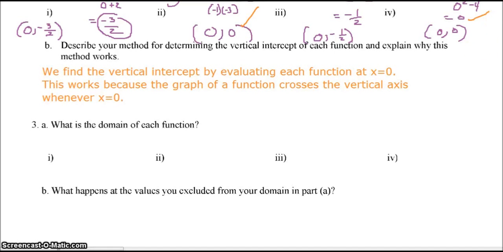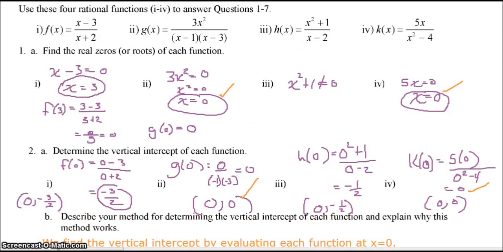So what is the domain of each function? The definition that we're working with is that the domain is all possible inputs. And remember that we can't divide by 0, so here -2 is not an input. Here 1 and 3 are not inputs. In function h, 2 is not a possible input. And in function k, neither 2 nor -2 are possible inputs.